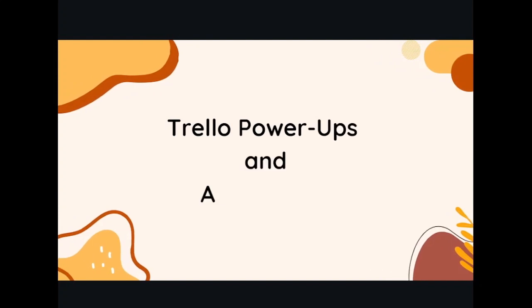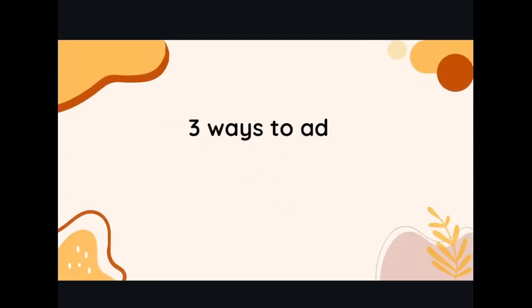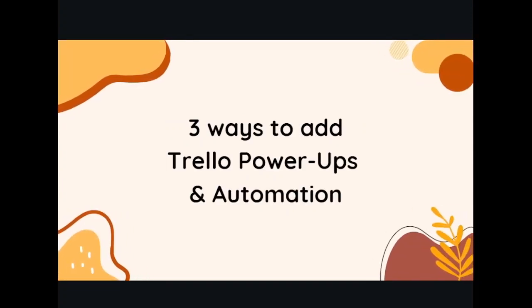So power-ups and automation are Trello's additional features that help users use Trello to meet their unique needs, making work faster, easier, and more consistent. By integrating and automating workflows, we can reduce the need for manual work and repetitive tasks. As a result, processes become more efficient and workers spend more of their time on value-adding activities. Now, let me tell you the three ways to add Trello power-ups and automation on your board.